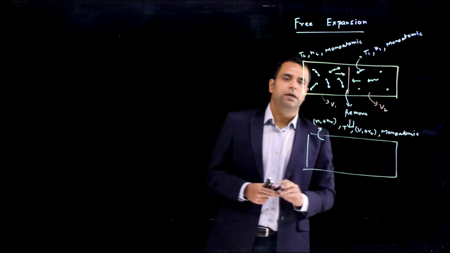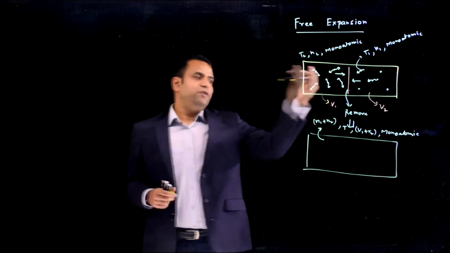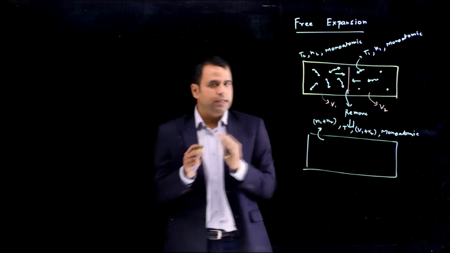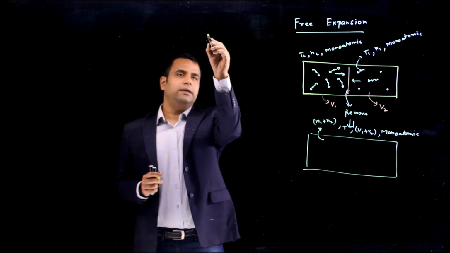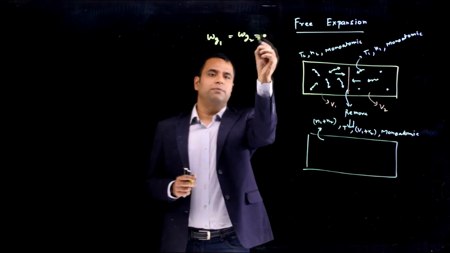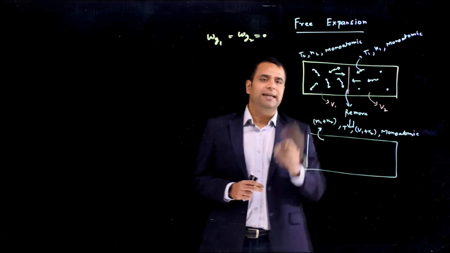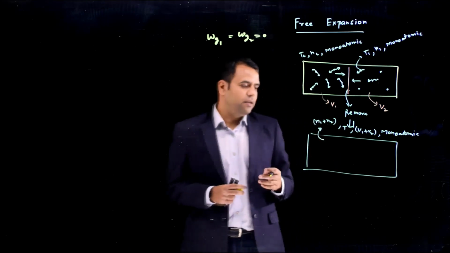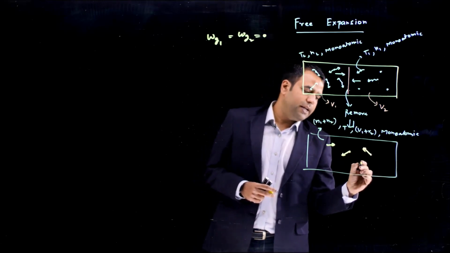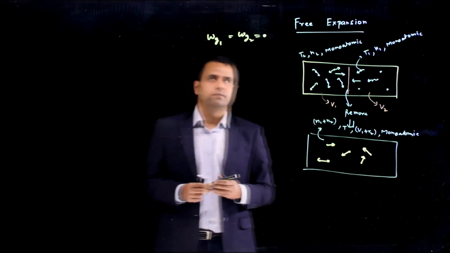Okay, so let's solve this problem. Since we are removing the divider, the volume is changing for this gas as well as this gas, but not by moving a piston, but by removing it. So the work done by the gas, I'm talking about gas 1 as well as gas 2, will be 0. Either the N1 moles or the N2 moles will not be doing any work. Expansion will be happening but without doing any work.